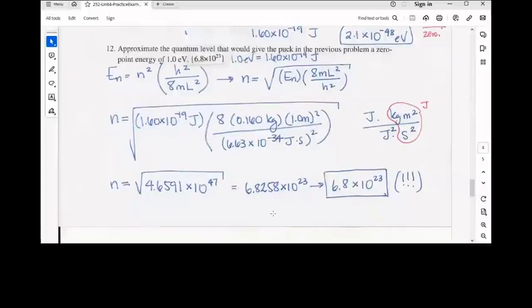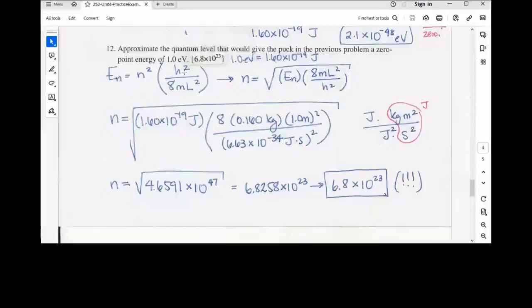So when we were talking about hydrogen energy levels, we didn't say much at all about levels above n is equal to 5 or potentially n is equal to 6. So in order for that puck to have a 0-point energy that's not enormously small, like we found in question 11, but instead is one single electron volt, which I should note is not a lot of energy, we're looking at 1.60 times 10 to the negative 19 joules. But still, the quantum level that would correlate to that would be approximately 6.8 times 10 to the 23.